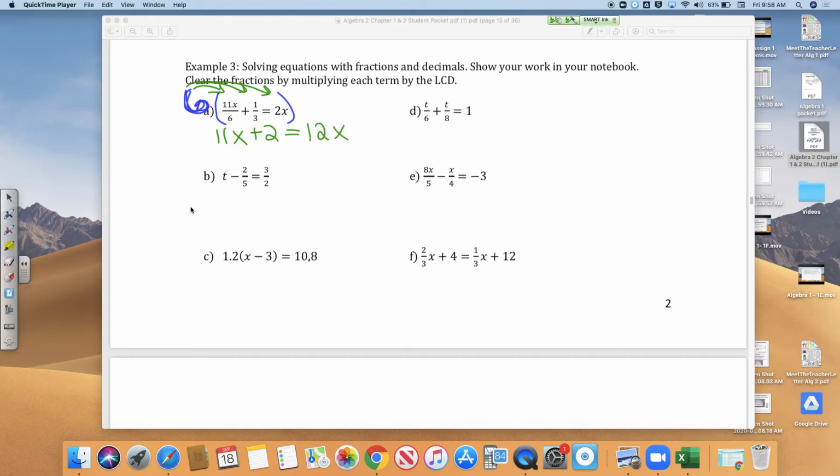Now I have this equation, which is a lot simpler to solve because I don't have any fractions to deal with. What I'm going to do is move the variables around so I have all of the variables on one side. I'm going to choose to subtract 11x because I don't want to have to deal with any negative variables. I'll then be left with 2 is equal to 1x, since 12x minus 11x is just 1x, so that I get the final answer, which is just 2.